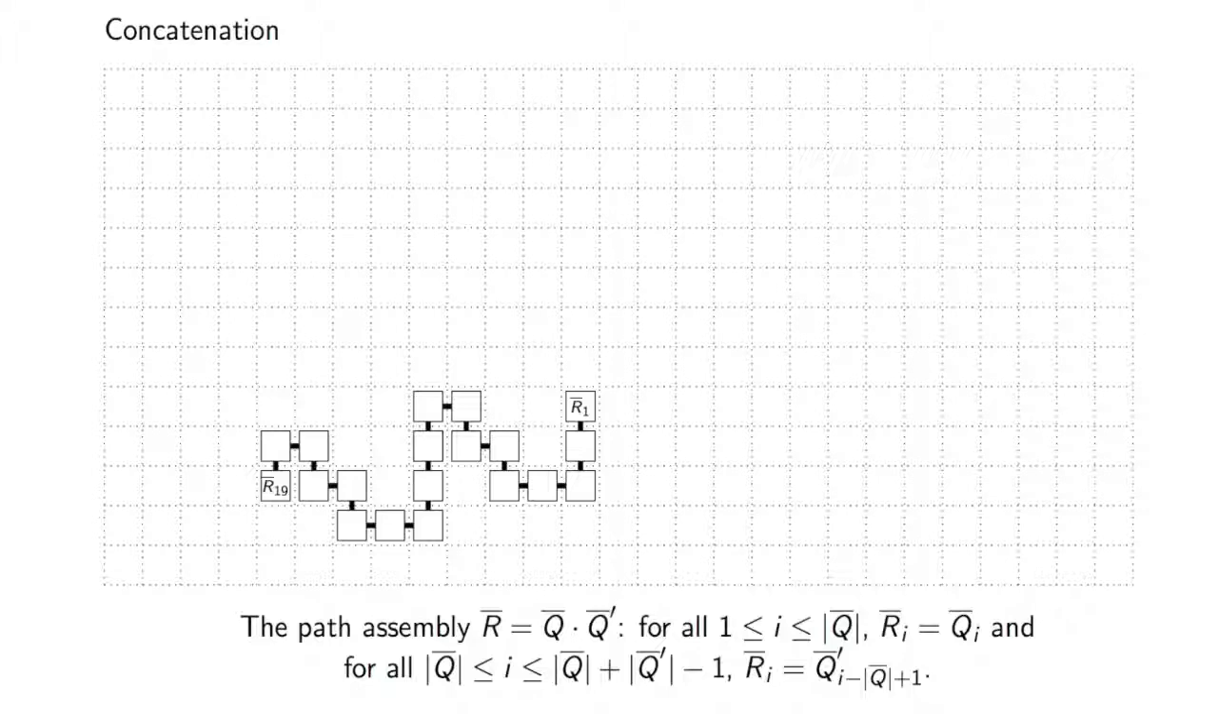Thus the concatenation of two path assemblies requires several conditions. First, the last tile of Q must be the same as the first tile of Q'. In this case, the concatenation of Q and Q' is correctly defined and produces a sequence of tiles R. This sequence of tiles R is a path assembly if and only if Q and Q' are consistent. Indeed, there may exist other interactions between Q and Q' which can create inconsistency.